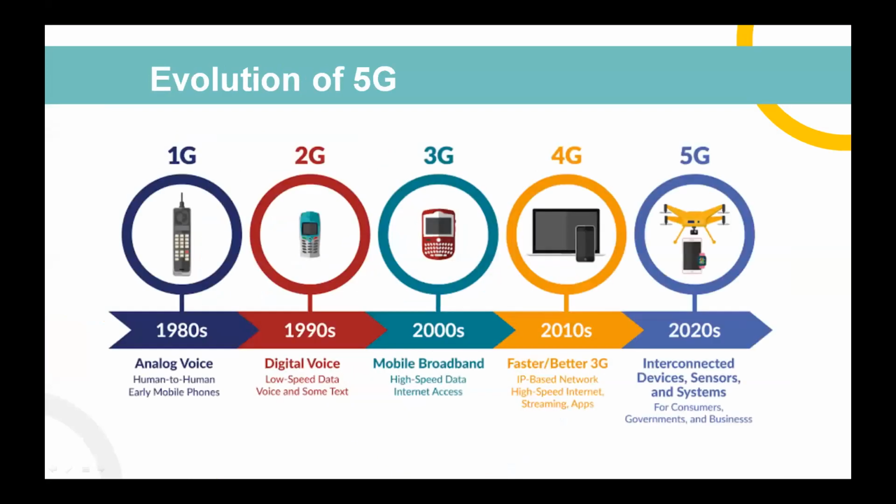It all started with the first generation in the 1980s that delivered analog voice with a speed up to 2.4 kbps. Then in the 1990s, 2G came up that introduced digital voice and SMS features and provided speed up to 64 kbps. The third generation in the 2000s brought mobile data, online shopping, PDA, email, banking with a speed of around 125 kbps. After that, in 2010, 4G provided a faster and better 3G with 100 Mbps speed.